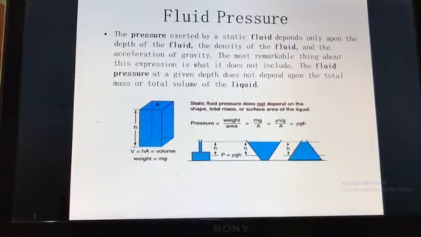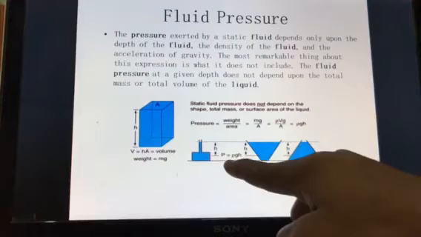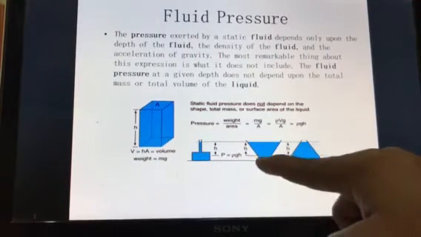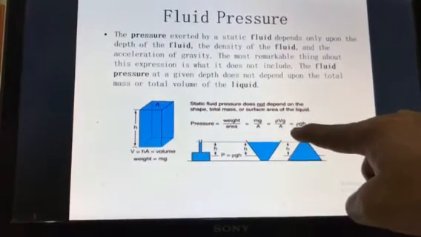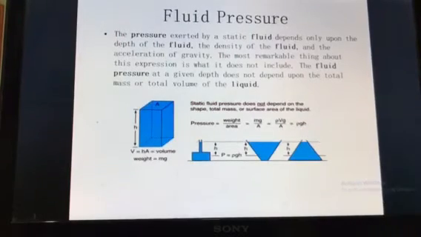Fluid pressure is the pressure exerted by a static fluid, and it depends only on the depth of the fluid, that is h, the density of the fluid, and the acceleration due to gravity. The most remarkable thing about this expression is what it does not include: the fluid pressure at a given depth does not depend on the total mass or total volume of the fluid. It depends only on the height, the density, and the acceleration due to gravity.